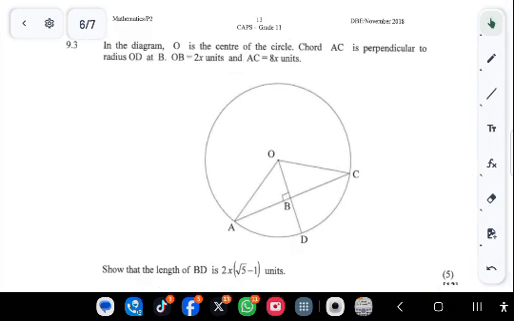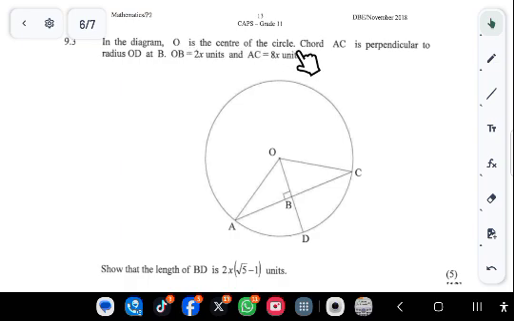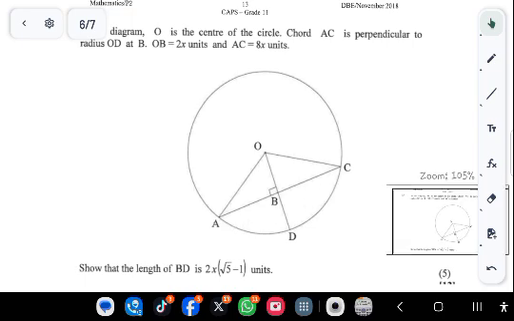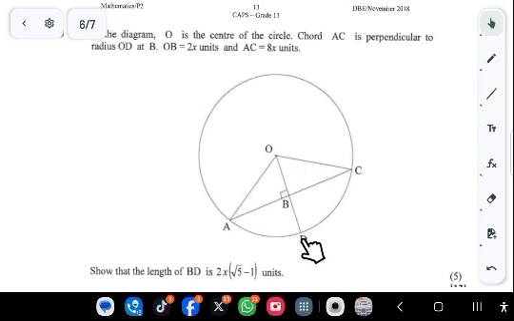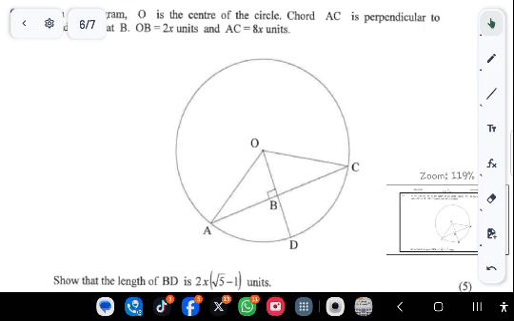This question is from the November 2018 Department of Education, Grade 11 CAPS. In the diagram, O is the center of the circle. Chord AC is perpendicular to OD. There is OD. This chord is cut at B. OB is equal to 2x units, and AC is equal to 8 units. Show that the length of BD is 2x(square root of 5 minus 1) units.